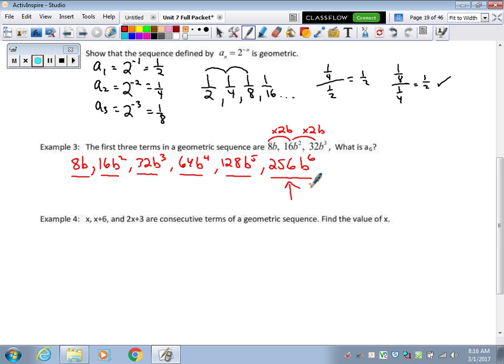Okay, and you notice that the powers of b match the placement, so I should be at b to the 6th. And I timesed it by 2. Just remember this from last time. To get to the 6th term, I timesed by 2 5 times. 1, 2, 3, 4. All right, I multiplied by 2 5 times to get to the 6th term.